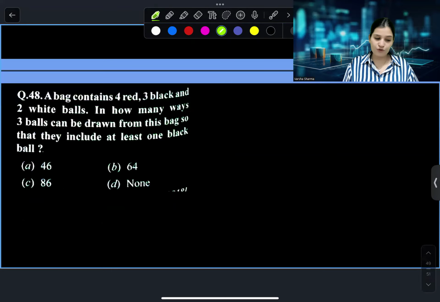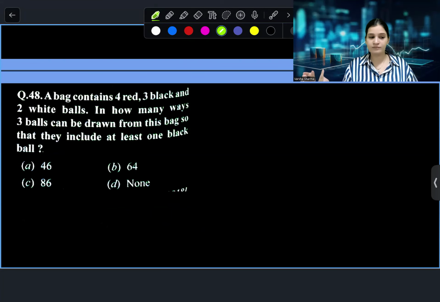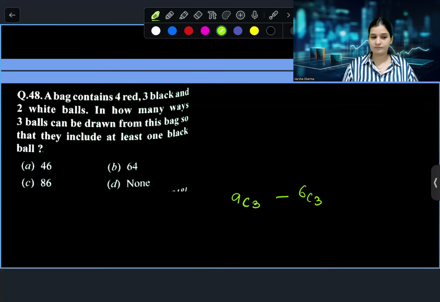A bag contains 4 red, 3 black, and 2 white balls. In how many ways can 3 balls be drawn from this bag so that they include at least 1 black? So total minus 0 black. That's easier. So total how many balls? 4 plus 3, 7 plus 2, 9. Out of 9, select 3 balls, minus when there is 0 black ball. Minus 63. Answer.